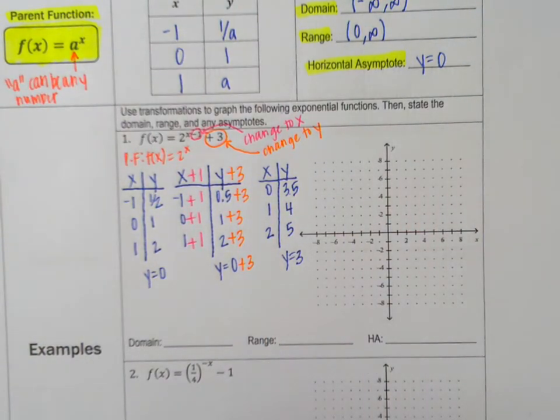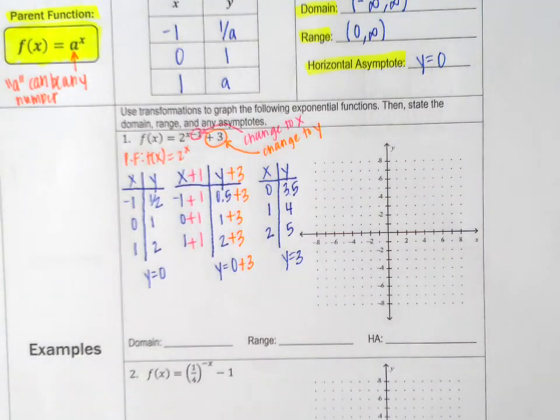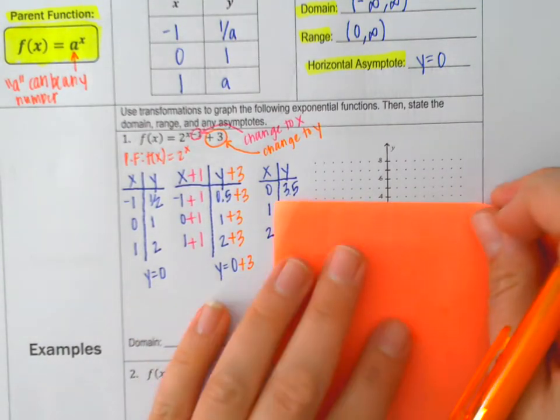So let's graph that. That's one thing I need, a ruler. And I don't have a ruler. And we all know I'm a little OCD with that. So I'm going to use a Post-it.